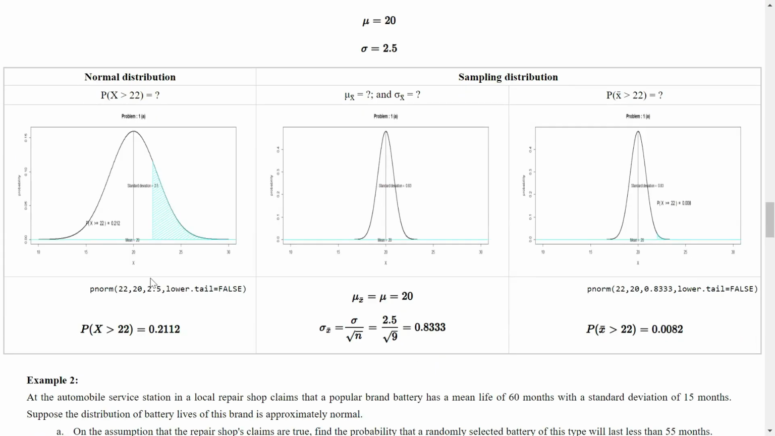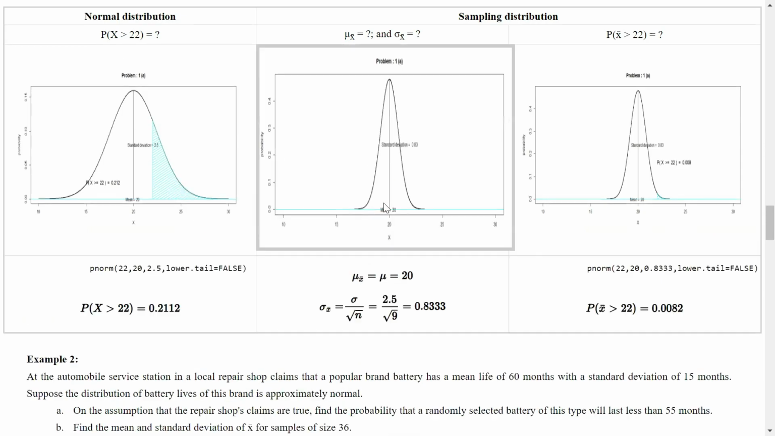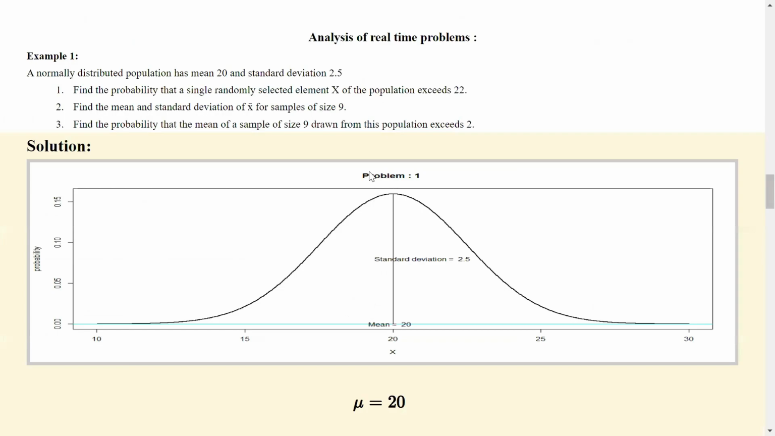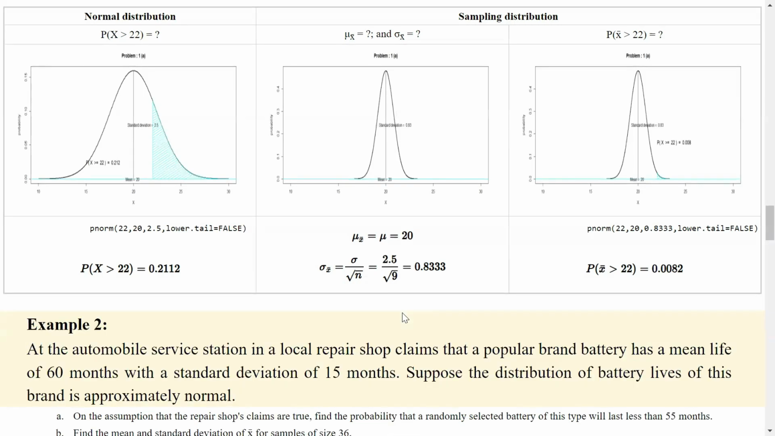By using this R command, we get the probability of this event as 0.2112. In the second part, we shall find the mean and standard deviation of the sampling distribution that we create from this distribution with the sample size of 9. We find the mean is 20, same as the mean of the population distribution, but the standard deviation is 0.833. That is the ratio of the population standard deviation to the square root of the sample size.